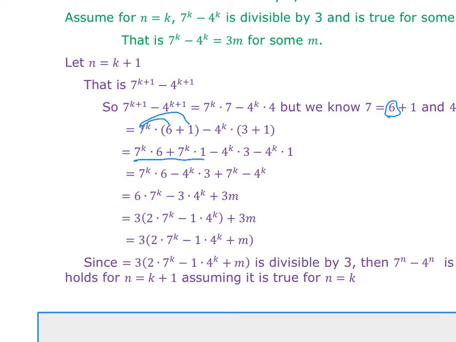So I have 7^k times 6 plus 7^k times 1. I'm going to distribute a negative 4^k on the 3 and negative 4^k on that 1. So I end up with this. I have a negative 4^k times 3 minus a negative 4^k times 1.